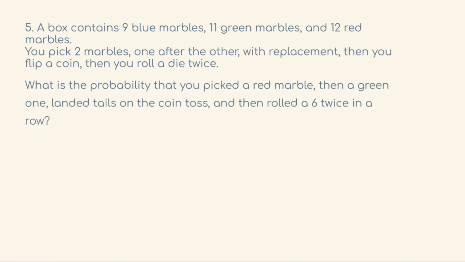All right, question 5. A box contains 9 blue marbles, 11 green marbles, and 12 red marbles. You pick 2 marbles, one after the other with replacement, then you flip a coin, then you roll a die twice. What is the probability that you picked a red marble, then a green one, landed tails on the coin toss, and then rolled 6 twice in a row?